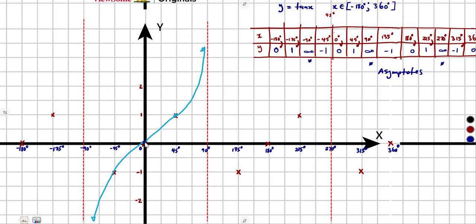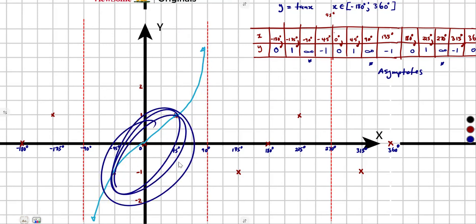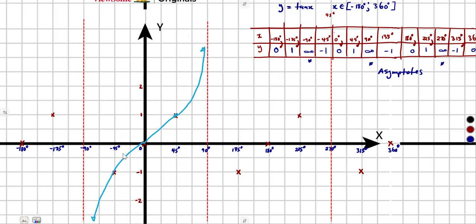From 0 to 90, this part here where there's an asymptote, that's a half of what we see on the other side. That's another half. So a complete cycle for the graph of a tan has been completed. From -90 to 90, we have got a complete cycle, which is within 180 degrees.